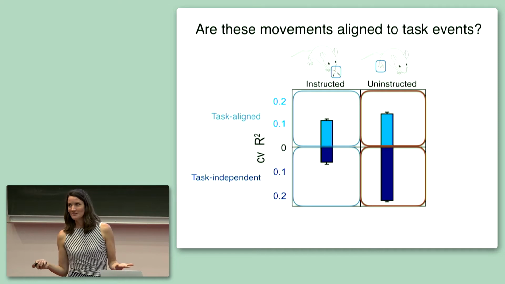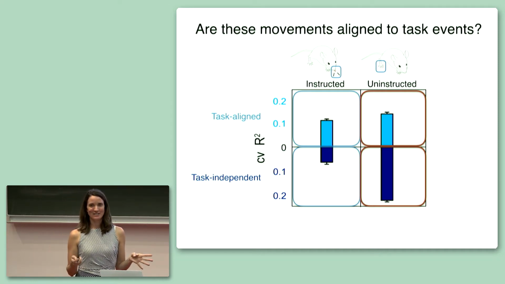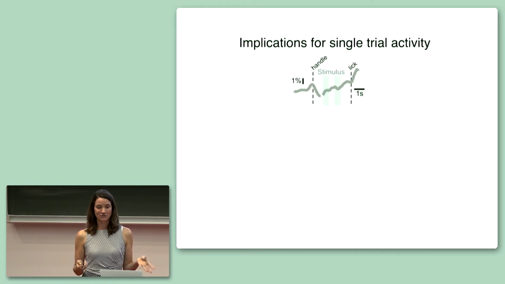Okay, so what does this mean for us? What are the implications? Well, I'm going to tell you about two kinds of implications, and it depends what kind of signal that you're interested in.